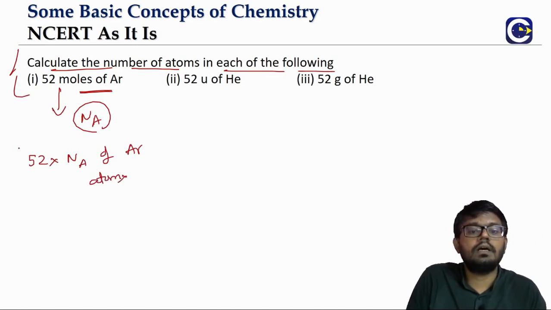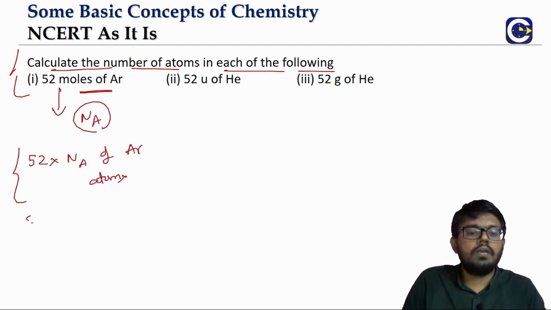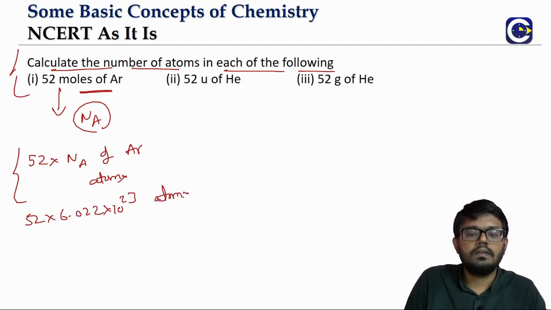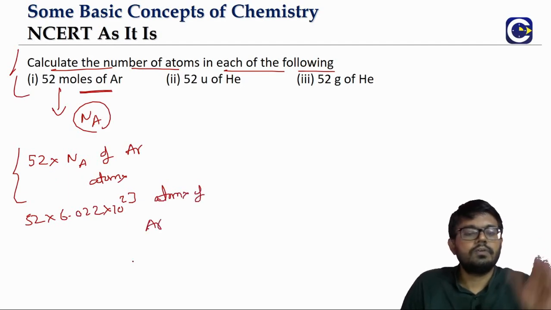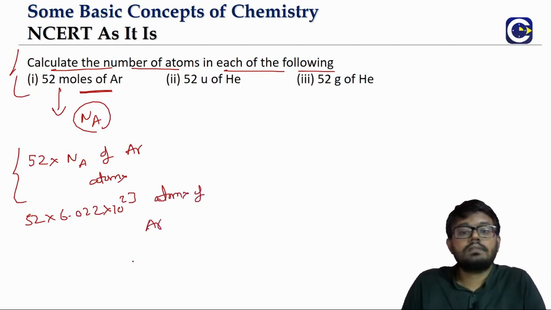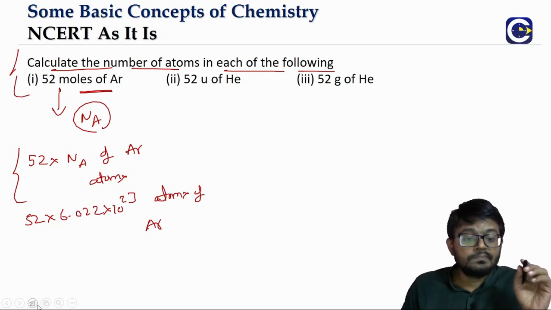If you want, you can put the value of the Avogadro number and then try to simplify, but we will not do it here. Okay. So 52 into Avogadro number, 6.022 into 10 power 23. Those many argon atoms are there. Now look at the next one.